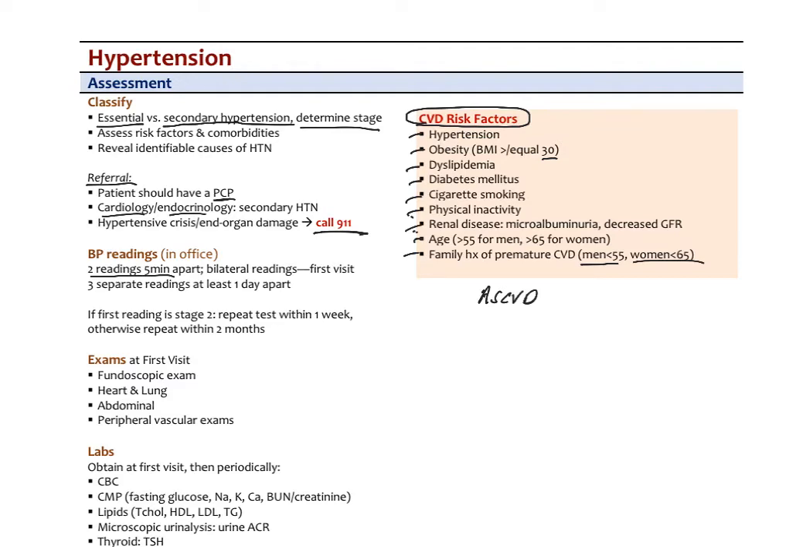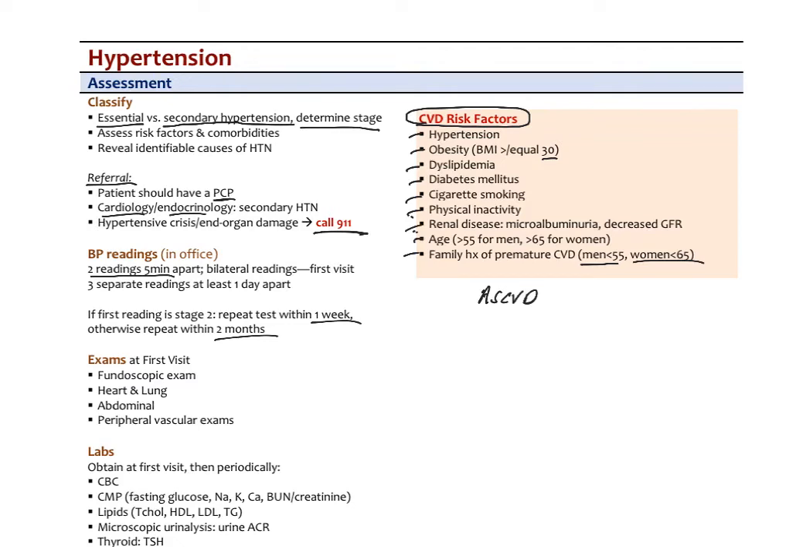If the first reading is in stage 2, we usually repeat the test within 1 week to get that second blood pressure reading. Otherwise, if there's stage 1 or elevated blood pressure, we can wait up to 2 months to get that. But we should get 3 readings to confirm the high blood pressure.